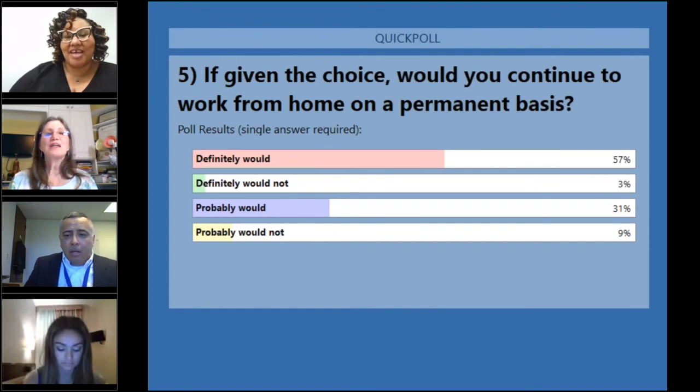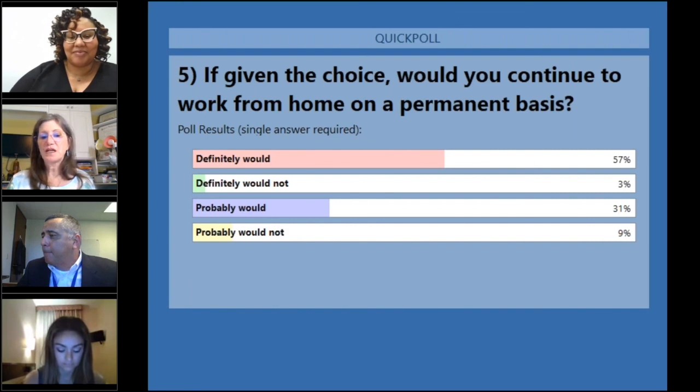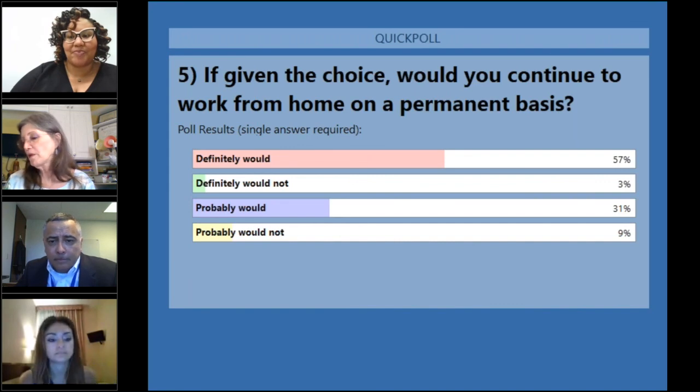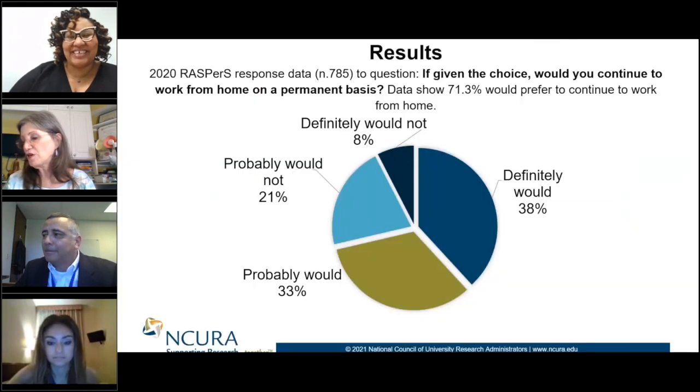Okay, so we've got 50%, 89% are saying that they either would or probably would, if given the choice, continue to work from home. Am I adding that up correctly? 88%? 88, yep. A majority. Yeah, definitely a majority.